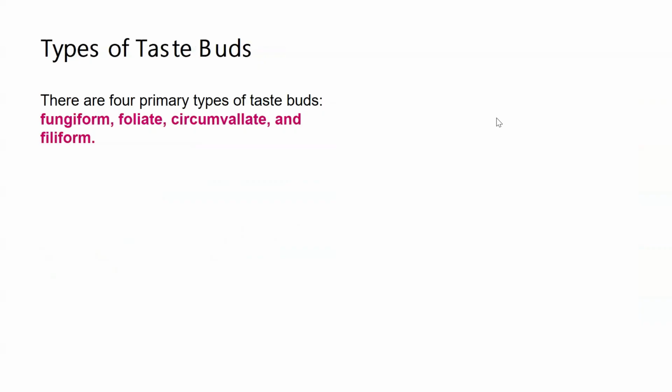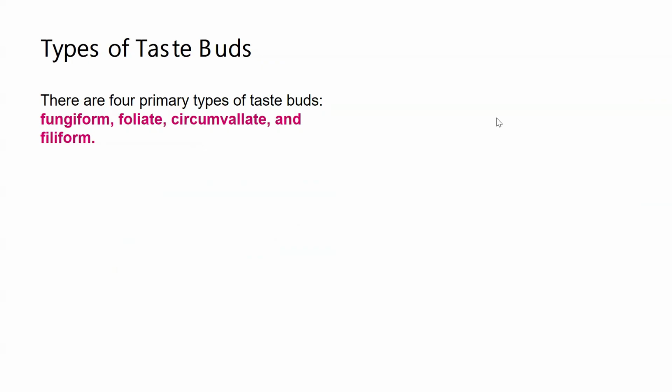So we have been talking about the taste bud. The mucosa contains taste buds, and the nipple-like projections also contain taste buds. There are four primary types of papillae: we have fungiform, foliate, circumvallate, and then we have filiform.